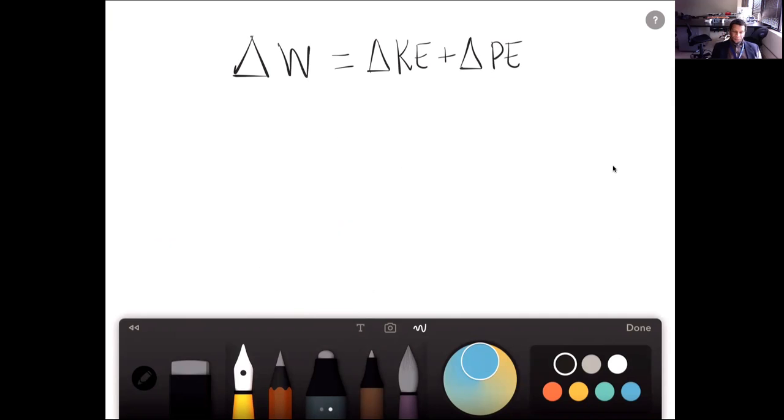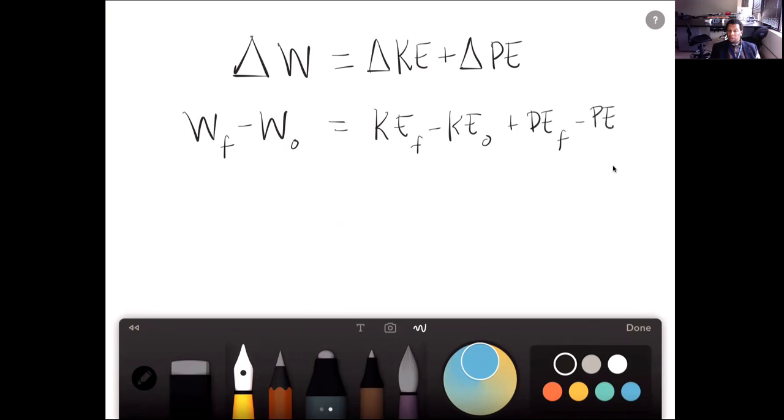All right. And so what do we do here? We know what those deltas actually represent. We know that this is the work in the final scenario minus the work in the initial scenario is equal to the kinetic energy final minus kinetic energy initial plus potential energy final minus potential energy initial. So we'll end up substituting what we need to substitute in here. But we want to get to the conservation of energy from this particular theorem.